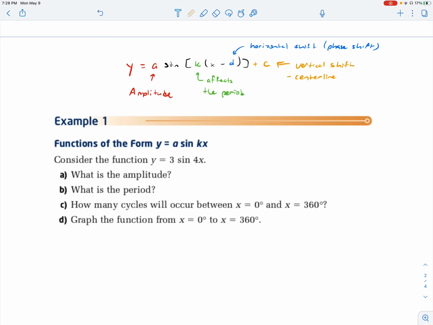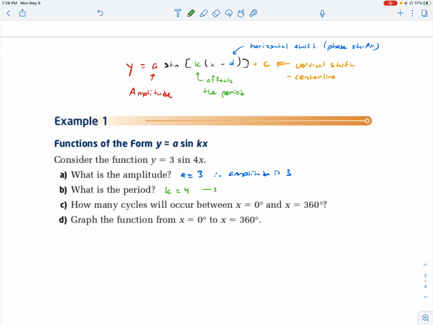Okay, so let's go to this example and let's answer a few things. So if we kind of compare this to here, we can see we have A equal to 3. Therefore, amplitude is 3. Now our K is equal to 4. So what do we do with that?